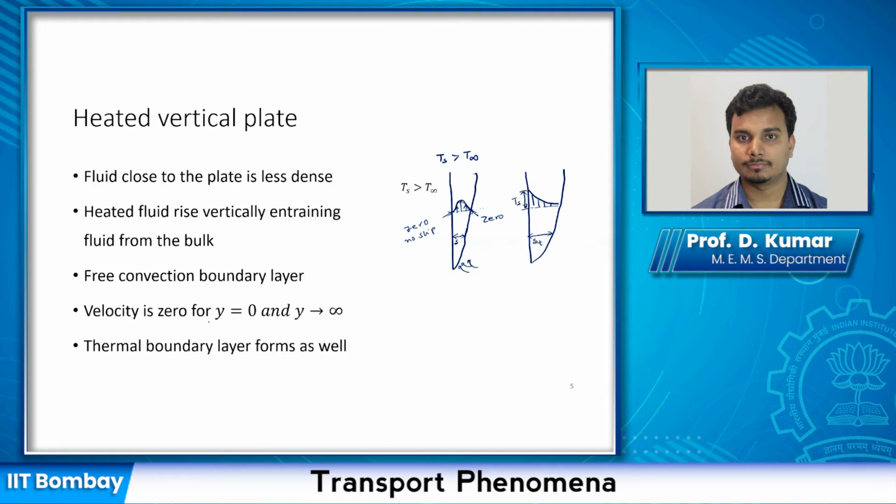Yeah. So we discussed velocity is 0 for y equals 0 and y equals infinity. So this is our x-axis, x, and this is y. Okay. So we also saw the thermal boundary layer formation. This is your velocity boundary layer. This is your thermal boundary layer.